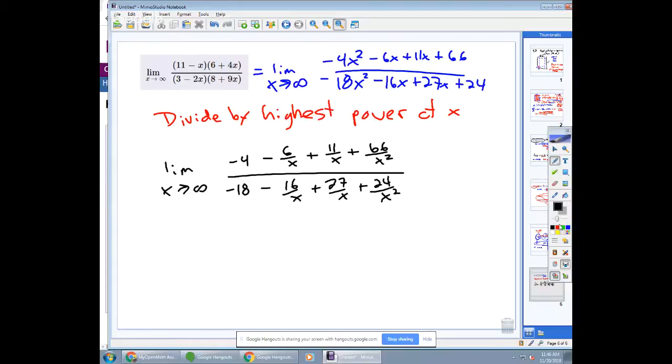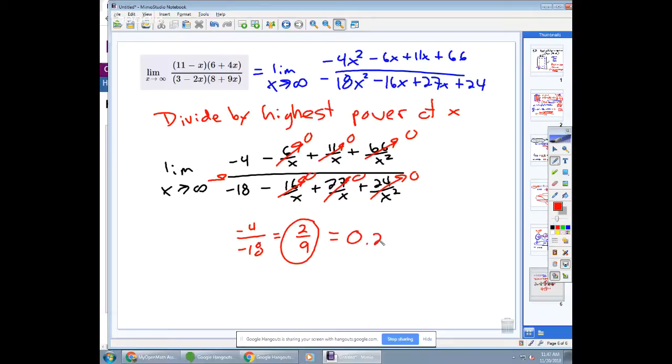And as we let x get big, as we take this limit and we try to evaluate inside here, that goes to 0, that goes to 0, that goes to 0. Almost everything goes to 0 except for those constant terms that are left. So the limit is negative 4 over negative 18, which you could reduce down to 2/9. If you looked at it graphically, if you graphed this and looked at where it was going, it would be going to about 0.22222. Harder?